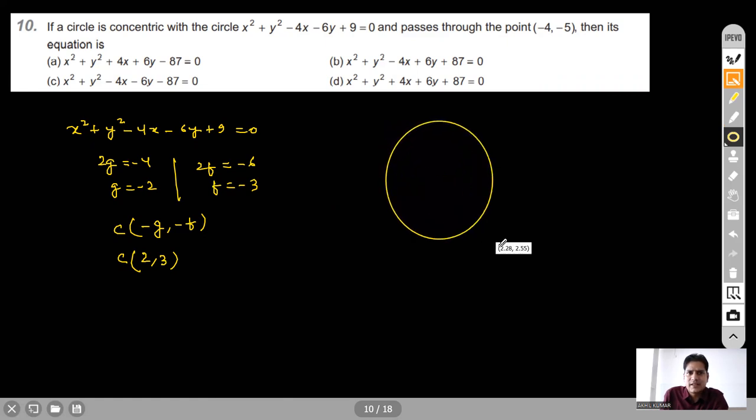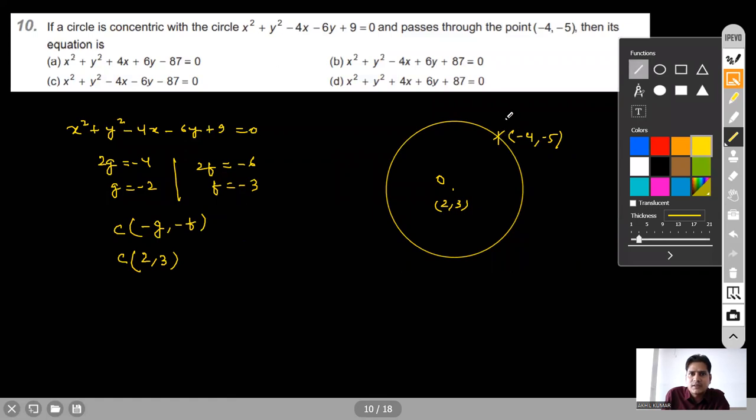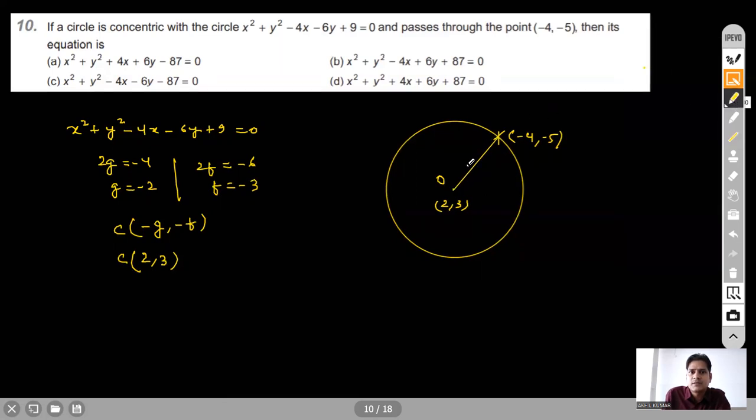Now we have to find the equation of the circle whose center is 2, 3 and which is passing through the point minus 4, minus 5. This is what is asked in the question. So here we know the center of the circle and we know the radius also, so we can easily find the equation of the circle. If I join this point from here to here, it will be our radius. Let me name this point as O, M. So our OM will be a radius.